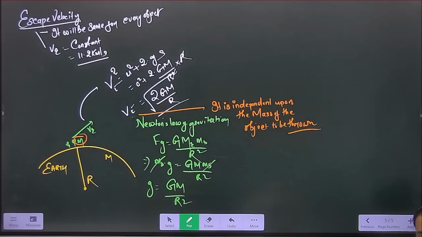What will happen to you in the space? I have parked you at around 400 kilometers from the Earth's surface. What will happen to you? Huh? Suppose there is an oxygen cylinder, then what will happen?